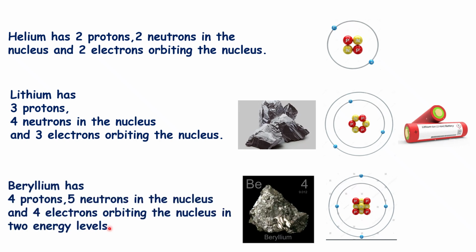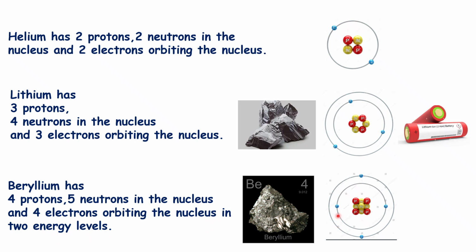Now we are going to talk about an element called beryllium. Beryllium is another metallic element found in the earth. Beryllium has 4 protons and 5 neutrons, and all of these are in the nucleus. Since it has 4 protons, it also has 4 electrons. The electrons orbit the nucleus, and they are found in 2 energy levels.